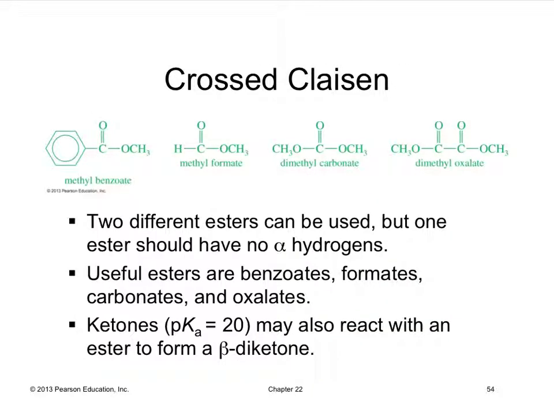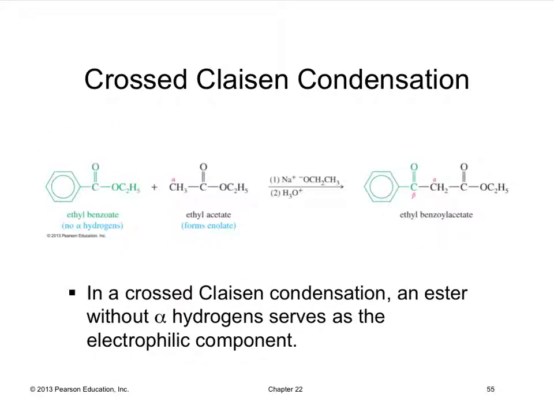Cross Claisens, you can take two different esters, but one ester should have no alpha hydrogens, and these are examples of no alpha hydrogen based esters, so these will be useful. And then ketones may also react with an ester to form beta diketones.